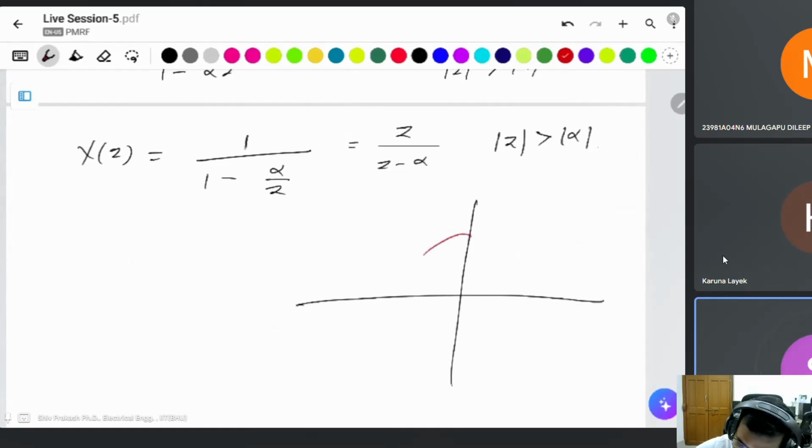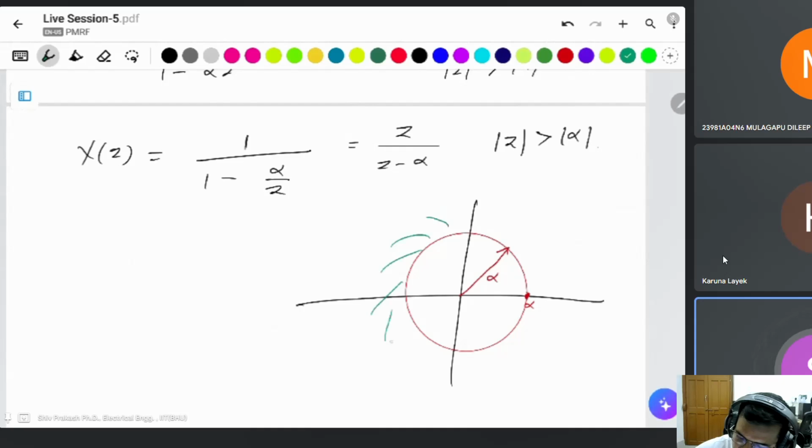Then the region of this one is a circle, alpha is suppose the radius of the circle, this will be also alpha. Then the region of convergence of the system is outside of the circle.